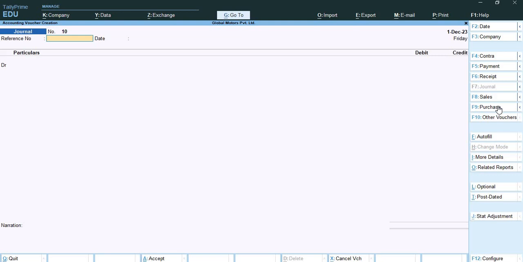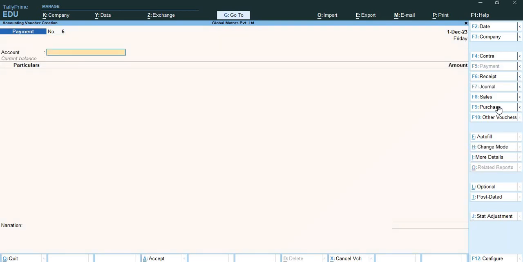So here they have given me that on 31st December 2023, Global Motors Private Limited paid 61,200 tax to the government towards TDS on all expenses from 1st July to 30th September by check number 000020 dated 31st December. So here what I'm going to do, I'll open my payment voucher.